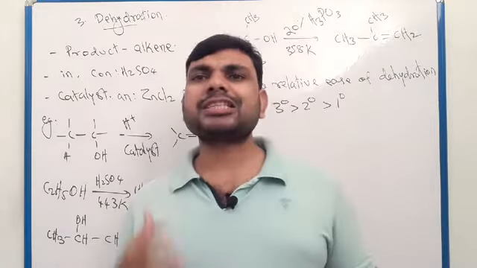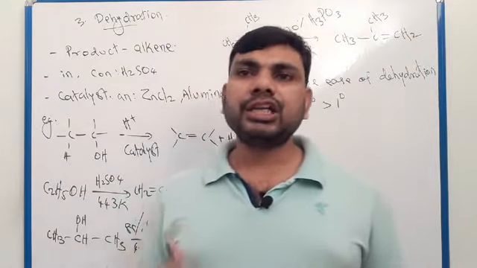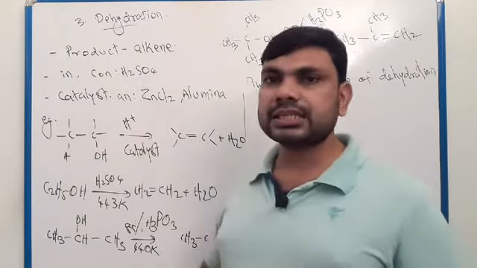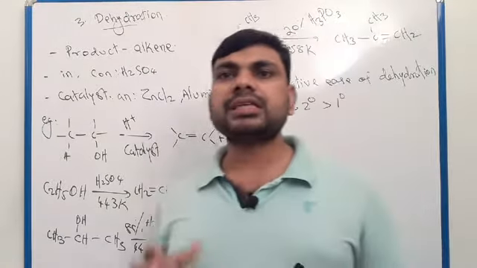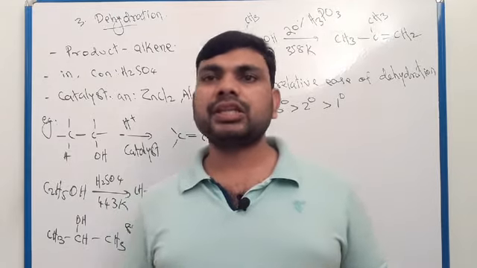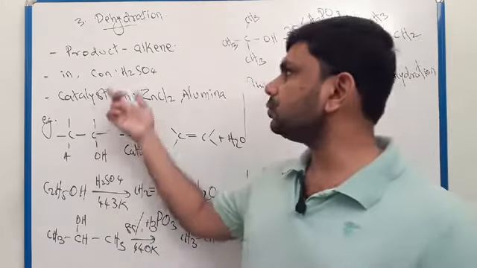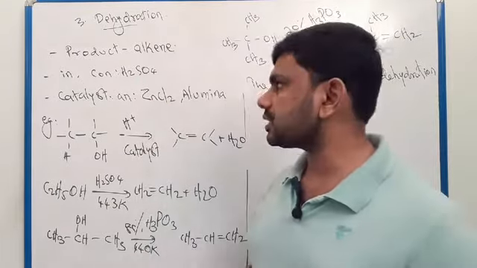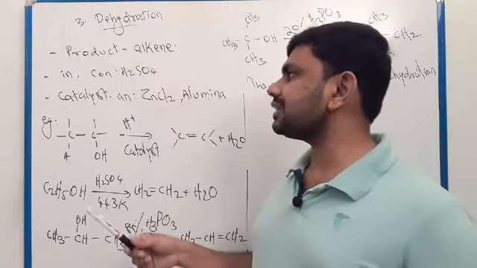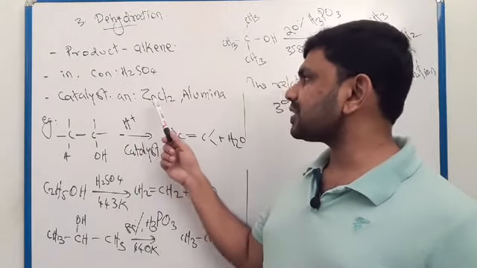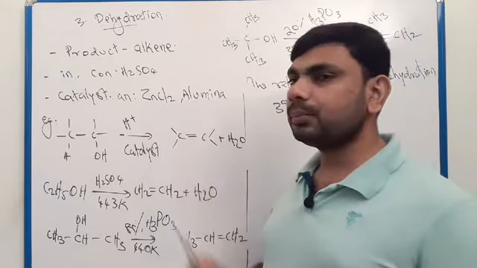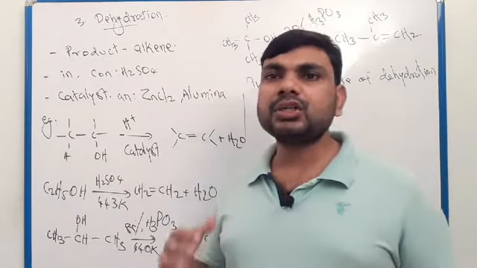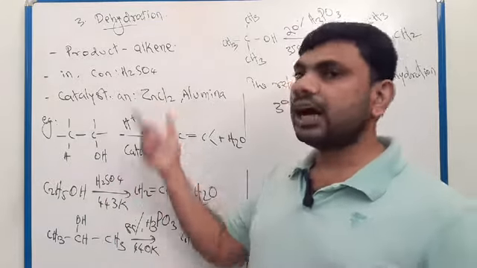Concentrated sulfuric acid is used for dehydration. Dehydration takes place in presence of concentrated sulfuric acid. Here concentrated sulfuric acid is used as dehydrating agent. To remove water we will use concentrated sulfuric acid. Also the same dehydration takes place in presence of zinc chloride and alumina. Anhydrous zinc chloride or anhydrous alumina is used as catalyst for dehydration.